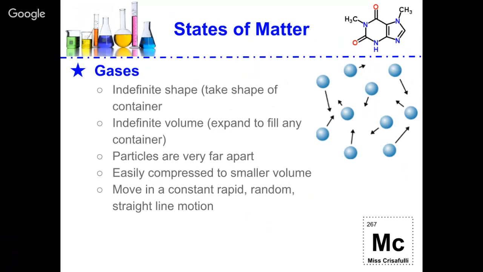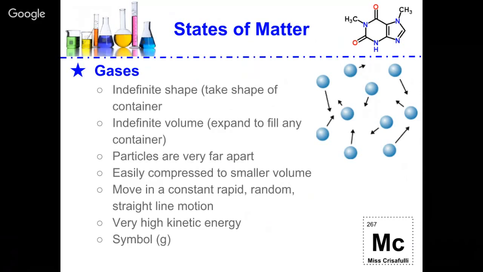So gas particles will move in a straight line very, very quickly until they hit something, the walls of a container, the walls of a room, and then they bounce off and they move in the opposite direction, also in a straight line. They have very high kinetic energy, and we use the symbol G to describe them.